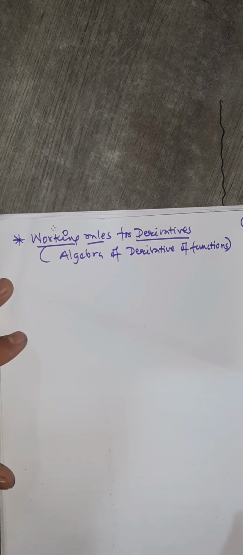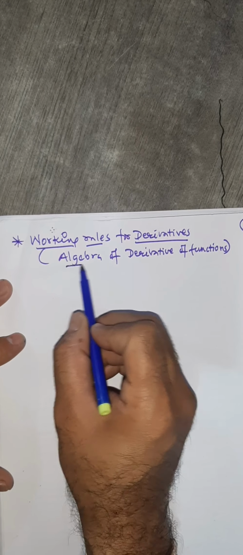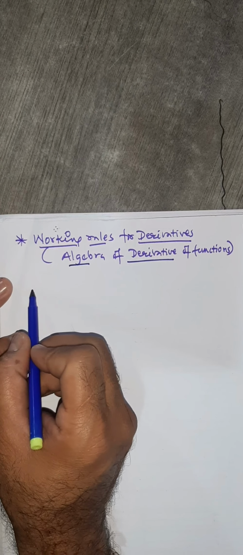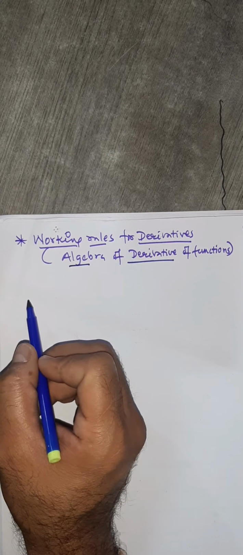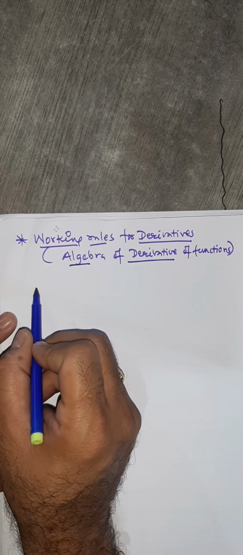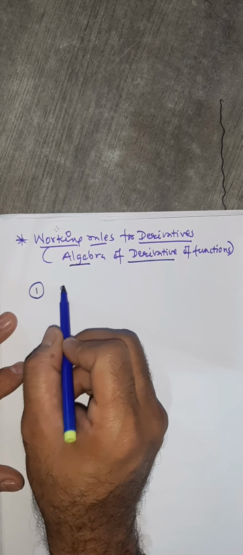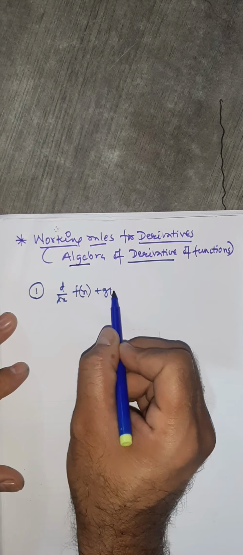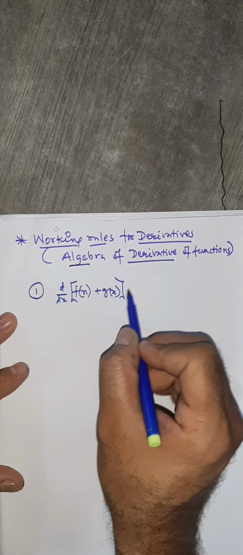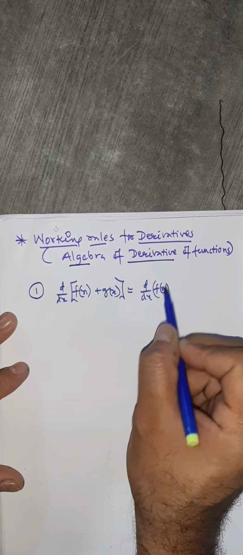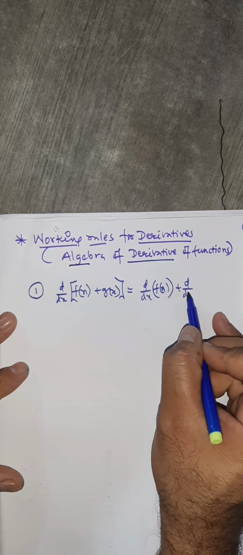So working rules for differentiation, derivatives, which is also called the algebra of derivative of functions. So this is about addition, subtraction, multiplication and division. These are the 4 working rules as we did in case of limits. So d by dx of 2 functions, f(x) plus g(x). This rule says that you can apply derivative of both the functions separately, d by dx of f(x) plus d by dx of g(x).